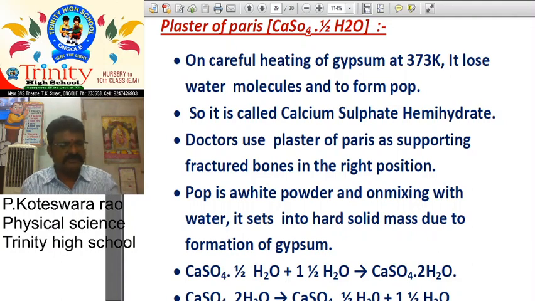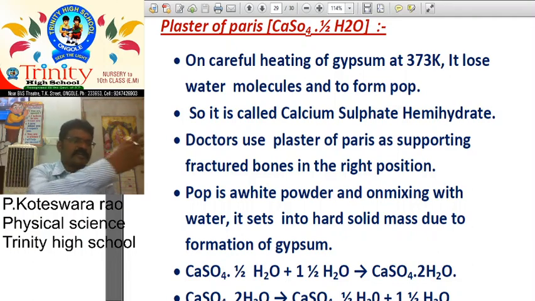If you add water to that POP, it immediately turns into a solid state, like a stone. That's why POP is stored in a waterproof container, like cement. Cement is also stored in waterproof containers. If you add some water to cement, what happens? Within hours it changes into stone. Similarly here also, doctors use plaster of Paris for supporting fractured bones in the right position.